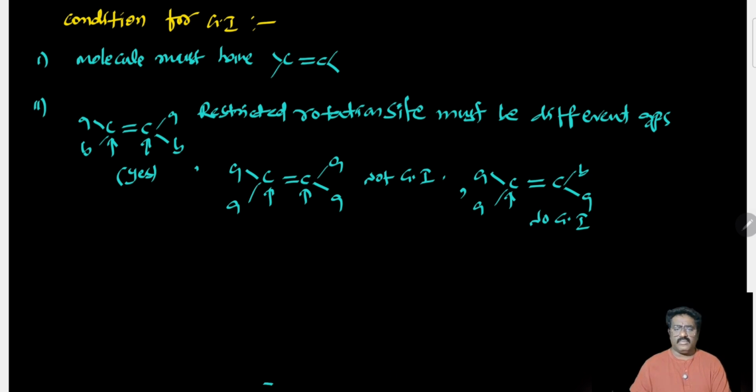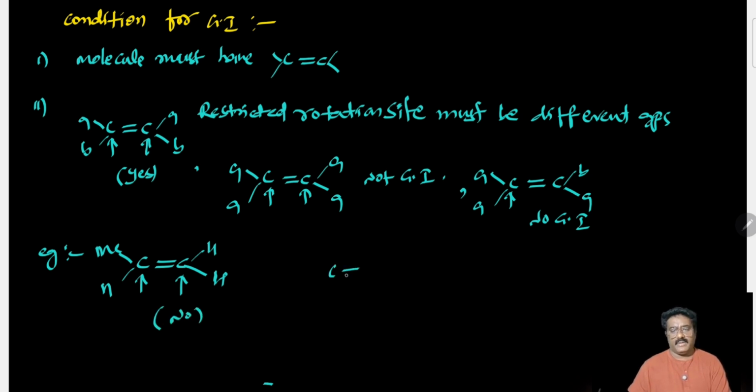Have a look at an example of a carbon-carbon double bond. This is hydrogen, this is a methyl group, this is hydrogen. So one restricted side has different groups, and the other restricted side has the same group. It does not show geometrical isomerism.